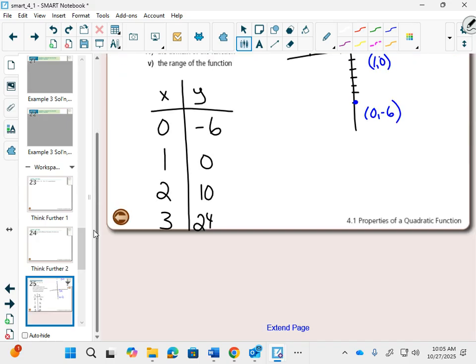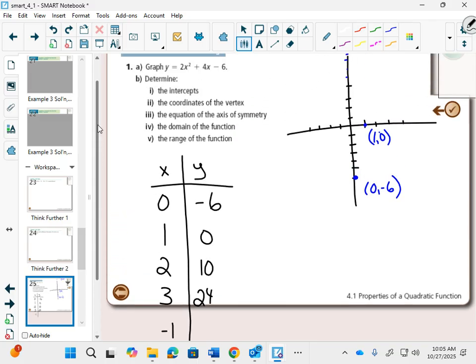-1. Negative 1. If I plug in -1, -1 squared is going to be positive 1 times 2. This will be 2 plus a -4. -2 minus 6, -8.